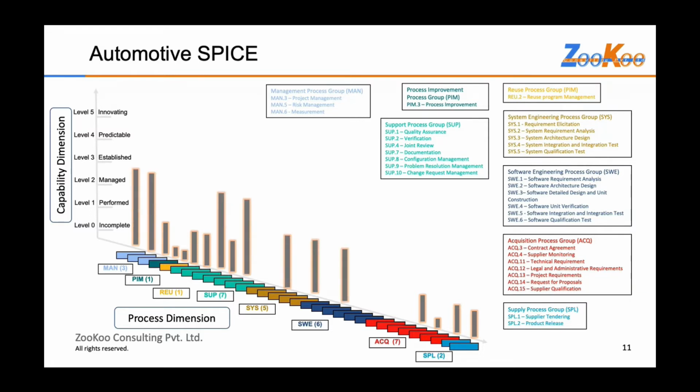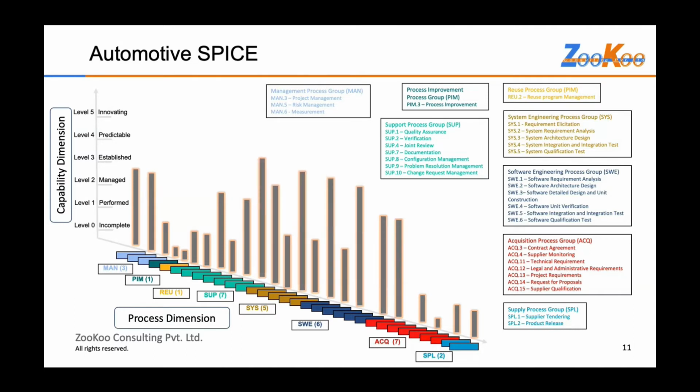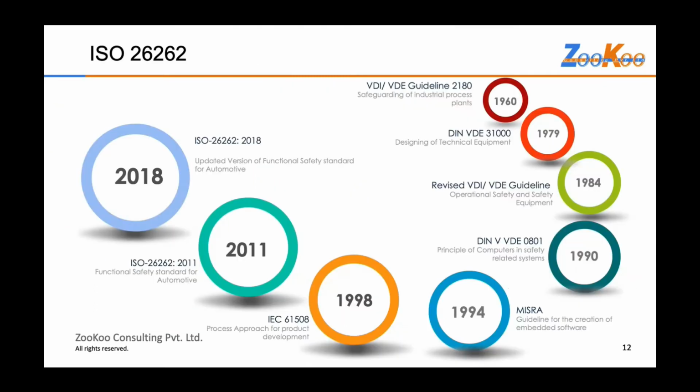You can pick up any number of processes. There is a lot of flexibility in Automotive SPICE. After this, I will touch on functional safety. Functional safety also started in 1960. And today we have ISO 26262, the 2018 version.